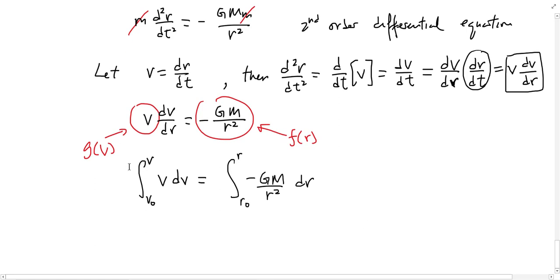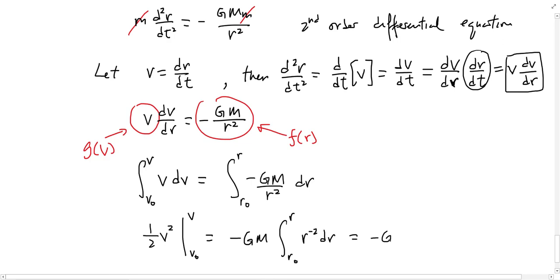So now this side should be easy to do. If I integrate this side, what I have would be just 1 over 2 v squared, evaluated from v sub 0 to v. This side requires a little bit of work. I'm going to take out the negative GM, integral from r sub 0 to r, and I'm going to write it as r to the negative 2 dr, so that way I can integrate properly. So if I integrate that, that becomes negative GM.